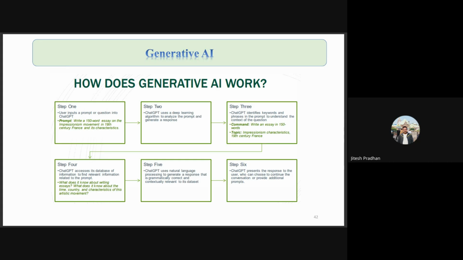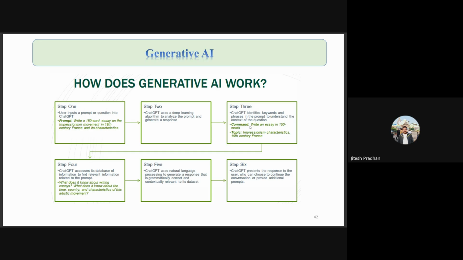Now what happens in the second stage? The GPT uses a deep learning algorithm to analyze the prompt and generate the response. How does it generate the response? The GPT model will identify the keywords and phrases in the prompt. How will it identify them? First it will tokenize, do lemmatization, do stemming, all the NLP techniques. Generally it doesn't do that, because the models we are using are far better than the LSTM we have seen.